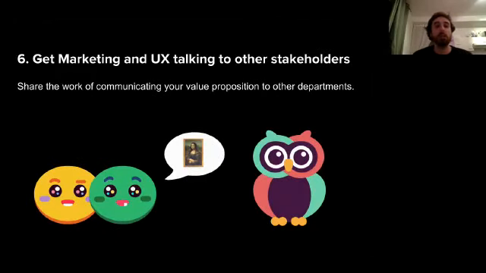Sixth, it's good to get marketing and UX talking to other stakeholders. So share the work of communicating your value proposition to other departments. UX and marketing have a lot of touch points on what's going on with a user base, what's going on with market opportunities, and what's going on with the organization in terms of getting features promised and planned. I think that's true for a lot of other departments too, but given that there's a unique burden on people in brand and people in product to really communicate well, that communication shouldn't just always be going to the user base, but to your organization at large. So tying back into that bow tie model.